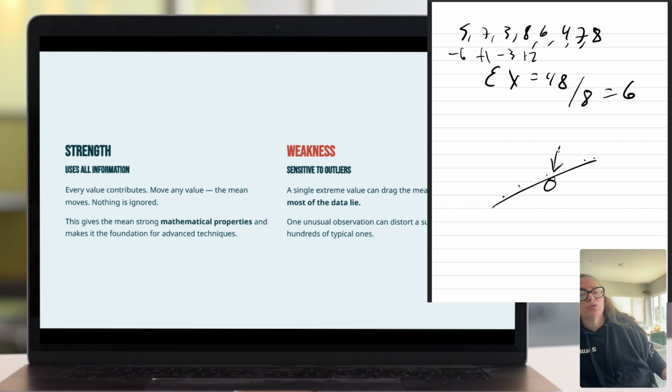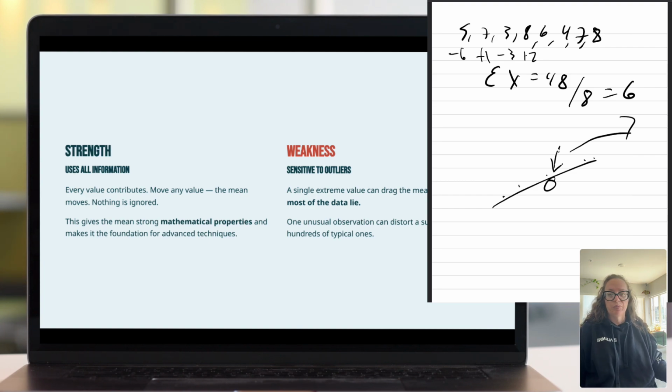This property also gives the mean nice mathematical properties. It plays well with other statistical procedures. It's the foundation for many of the techniques that we're going to learn later on in this course. But there is a problem. There's a weakness. Because every value affects the mean, a single extreme value can drag the mean far from where most of the data lies. So one unusual observation can distort your summary of hundreds of typical ones.